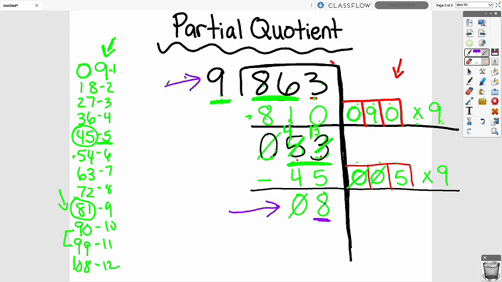So for my answer, you take all of these numbers here and we add them up. So I have 90 plus 5 equals 95. So I put 95, and I have a remainder of 8. And that is our final answer. And that is how we use the partial quotient strategy to solve our division problem.